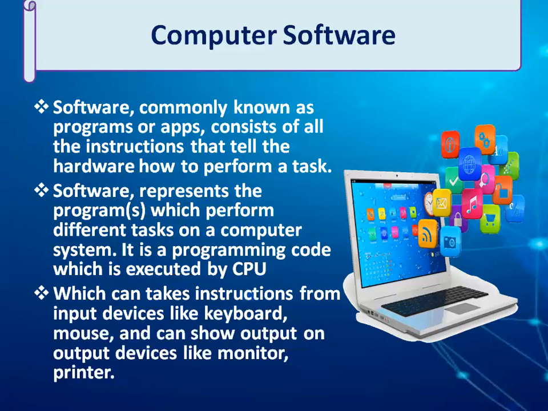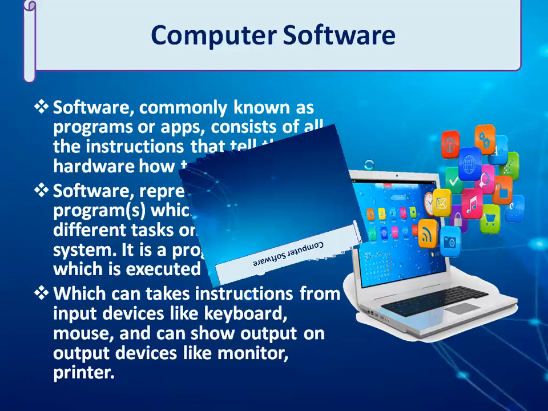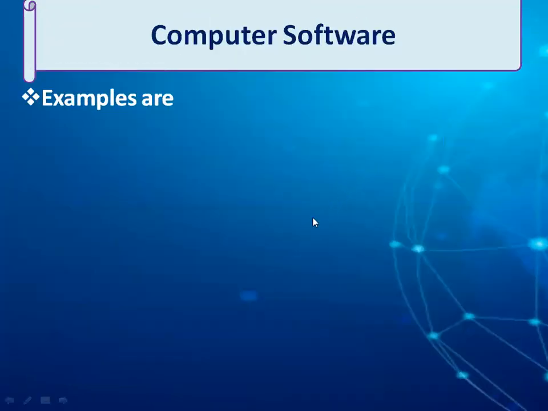A computer cannot do anything on its own. It must be instructed to do the desired job. It is necessary to specify a sequence of instructions which a computer must perform to solve a problem. So we have different types of software which are available on our computer, on our smartphones.